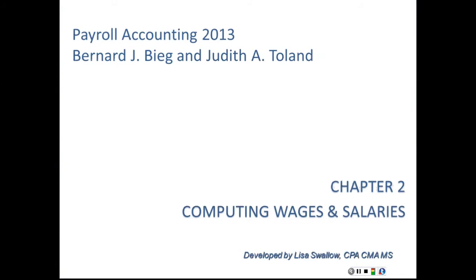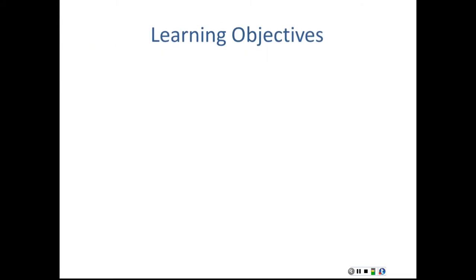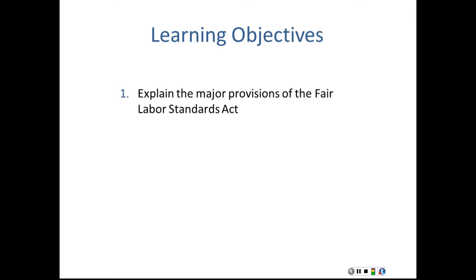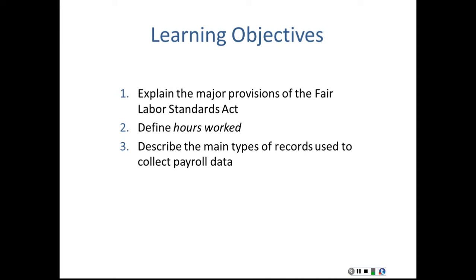Okay, we're moving on here to Chapter 2 in the textbook. We're going to review a number of things. Learning objectives covered in this particular chapter start with a more detailed discussion of the Fair Labor Standards Act. We're going to learn how to deal with the definition of hours worked. We're going to briefly describe the types of records used to collect payroll data. That's a very simple learning objective there. We're going to learn how to calculate regular and overtime pay.